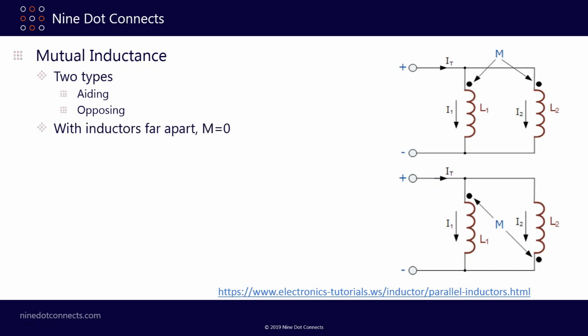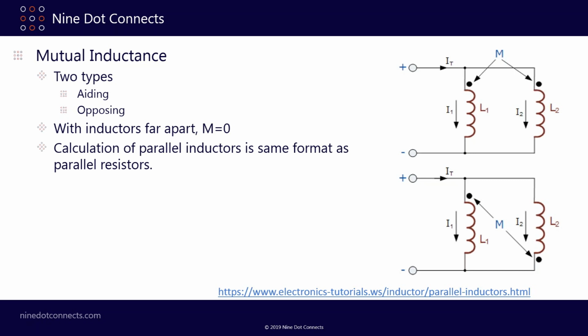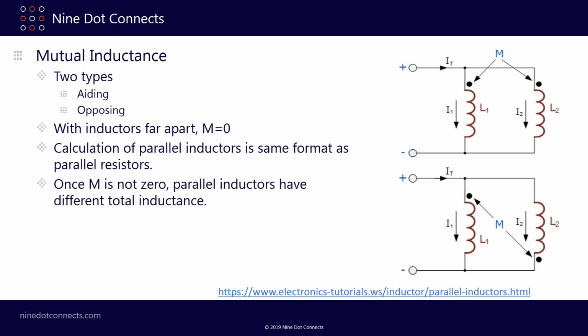So let's think about a basic circuit when the coupling coefficient is 0. When M is equal to 0, the calculation of your parallel inductors is basically the same format as parallel resistors. You may have remembered this from your introduction to circuits. But when M is not 0, the parallel inductors have a totally different inductance.